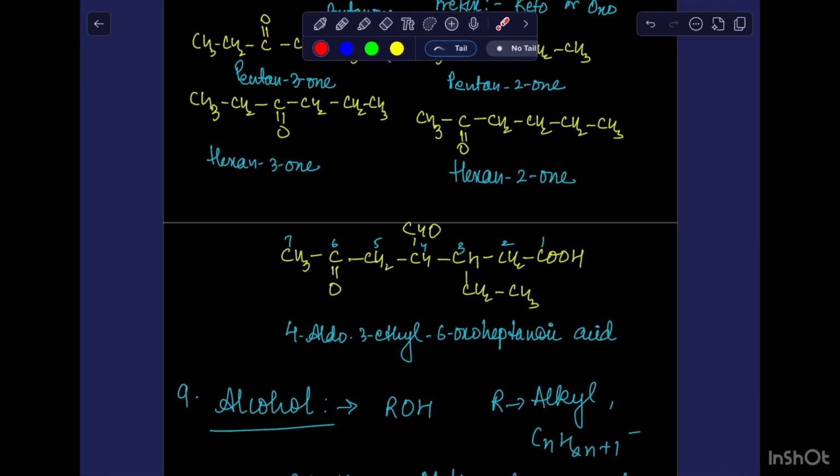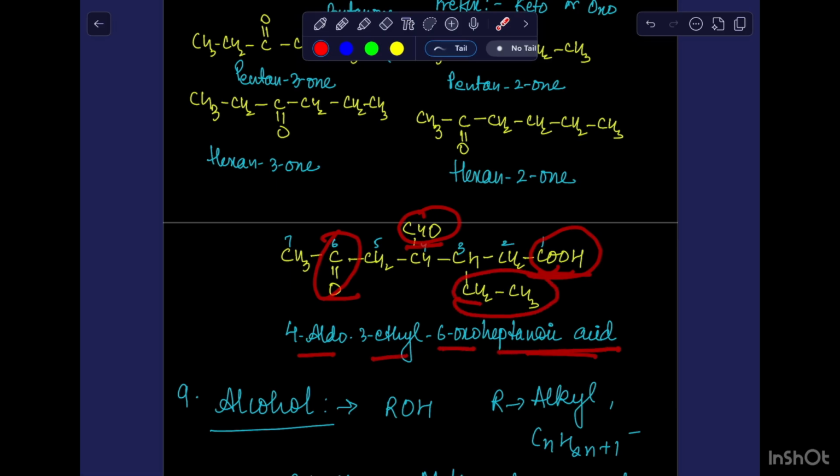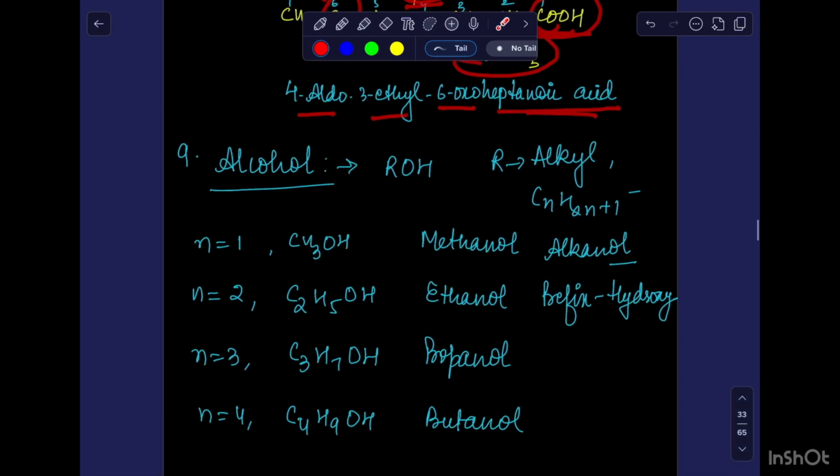So in this particular case, you see that we have one carboxylic acid, one aldehyde, and one ketone, and one ethyl. So basically one suffix, so it is an alkanoic acid with ketone, aldehyde, and ethyl as prefixes. So again, they'll be written in alphabetical order. So aldo first of all, then ethyl, and then oxo. Oxo is the prefix for ketone.